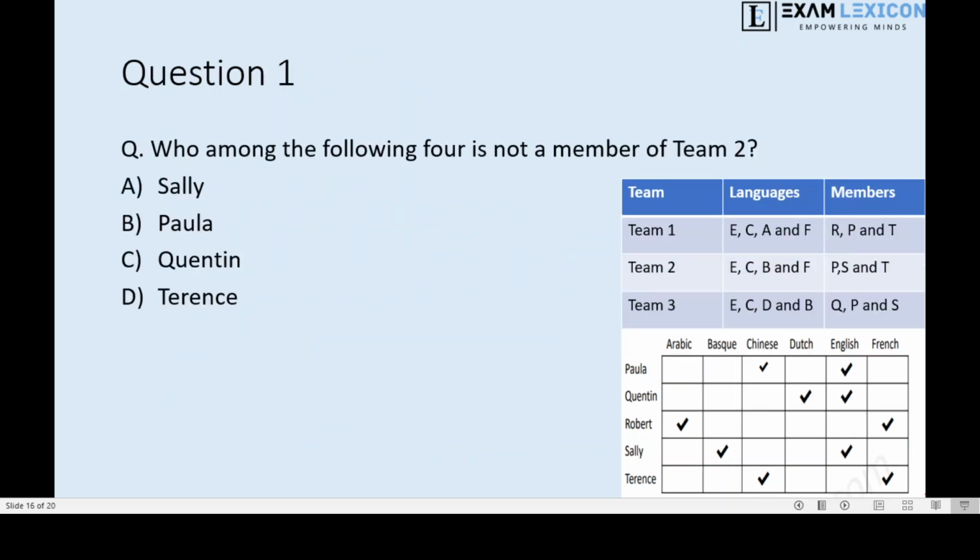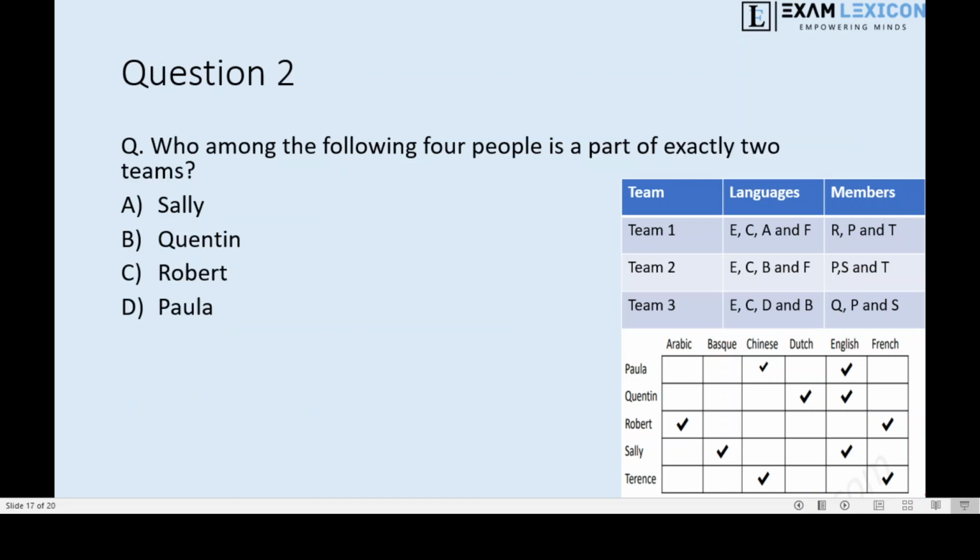So question 1 was, who among the following 4 is not a team member of team 2? So we can see team members for team 2 are P, S and T. So Quinton is not the team member. So our answer is option C. Next question, who among the following 4 people is a part of exactly 2 teams? So we can see from the table again that T and S are part of exactly 2 teams, but T is not in the options. So our answer is option A, okay, which is Sally.